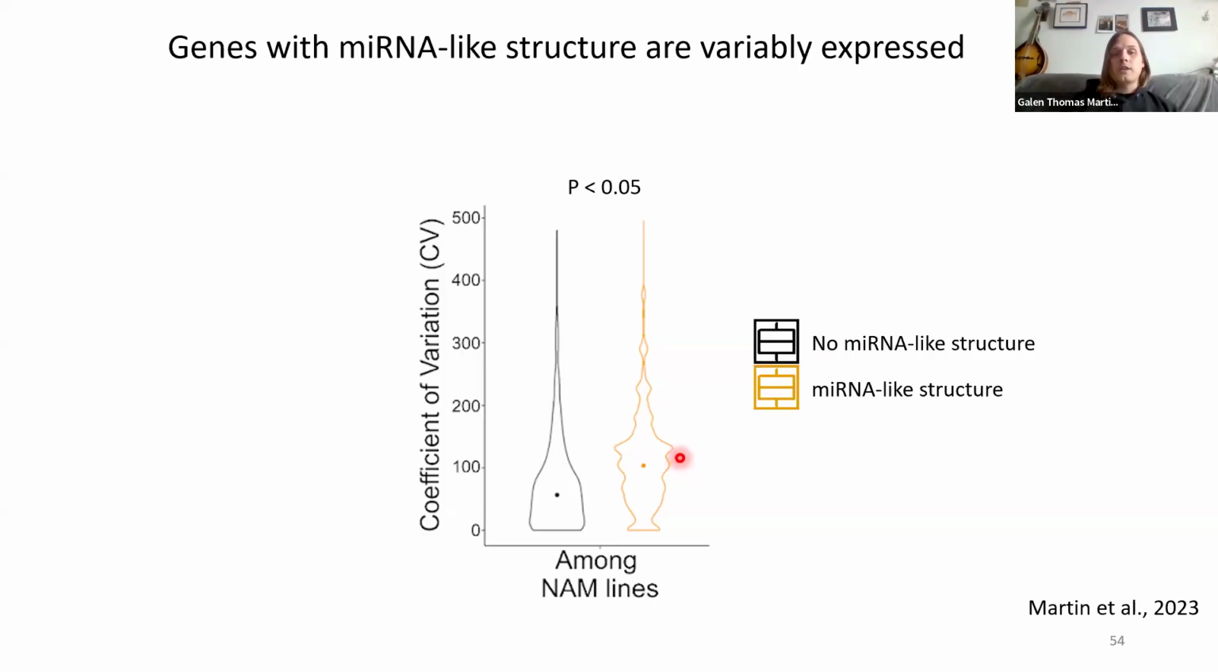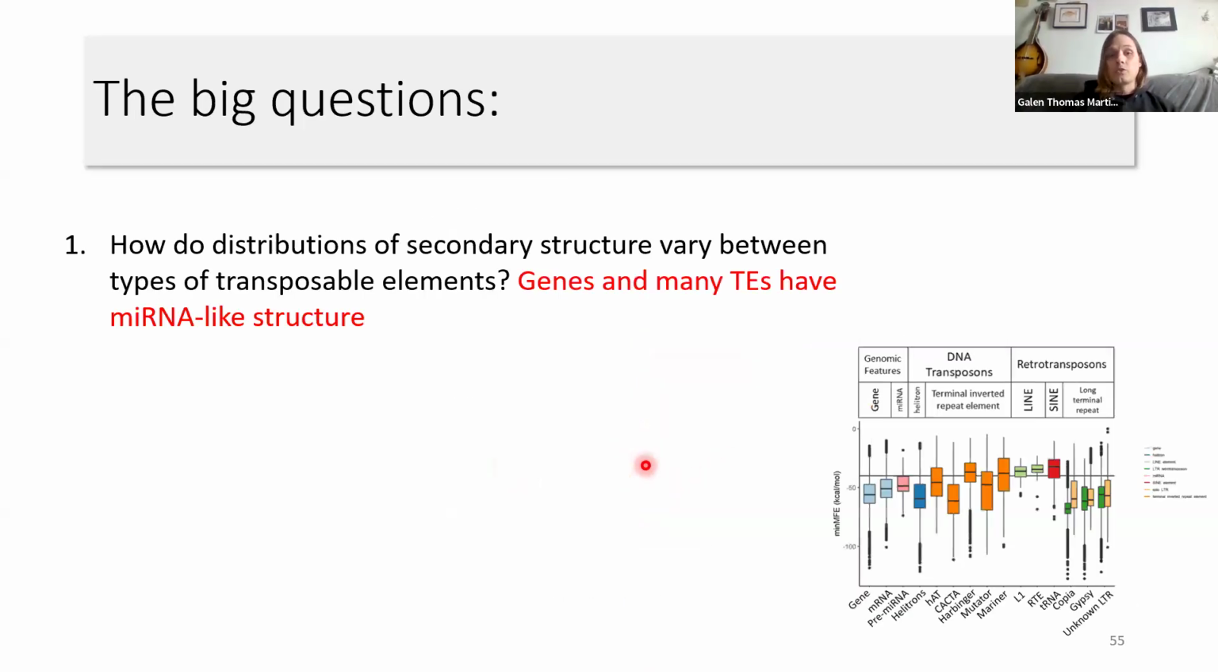And we find that there is significantly more variation in expression in those structured elements versus the unstructured elements in the 26 NAM lines. So there's potentially some effect of RNA interference on expression, maybe on a larger time scale than just one line or one individual, right?